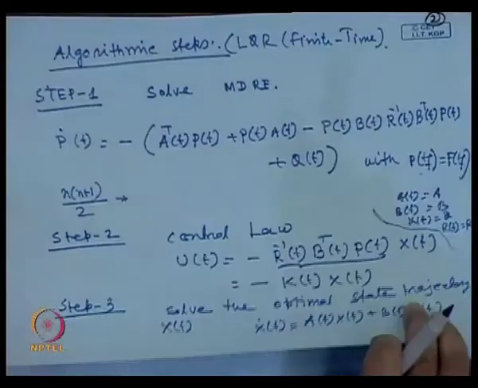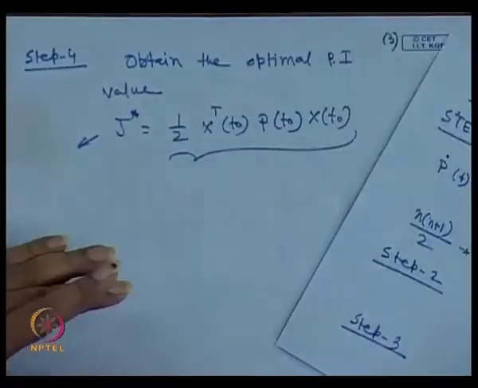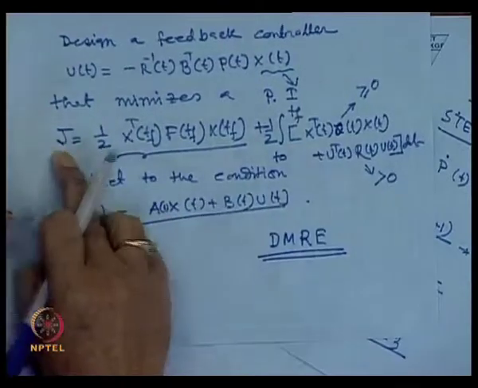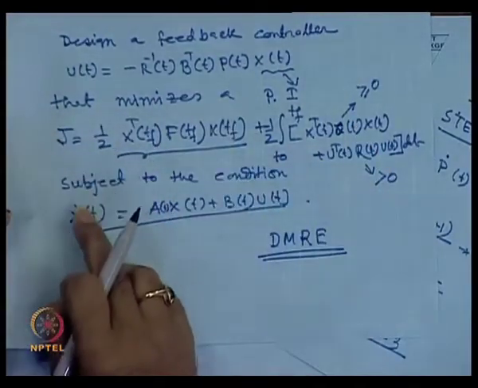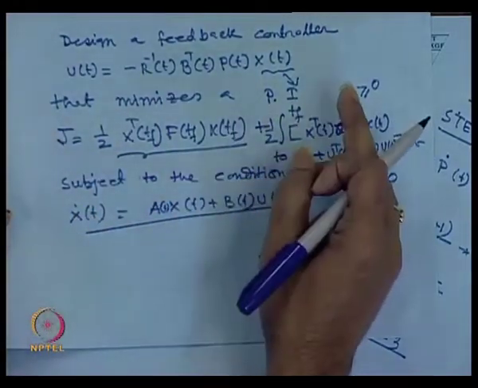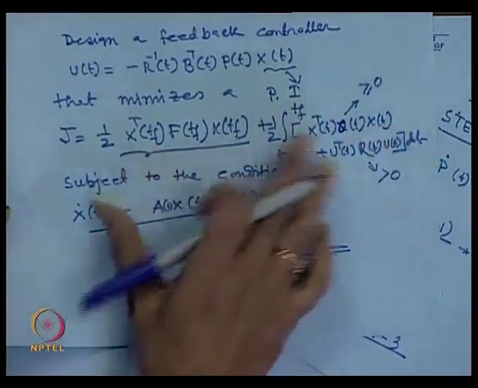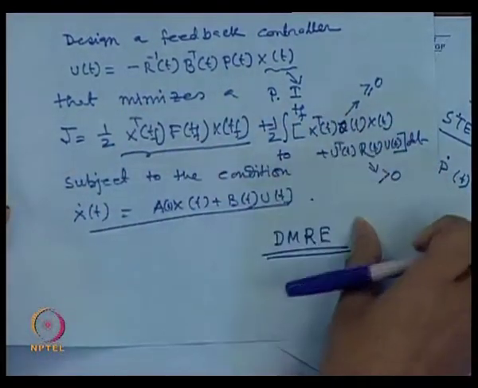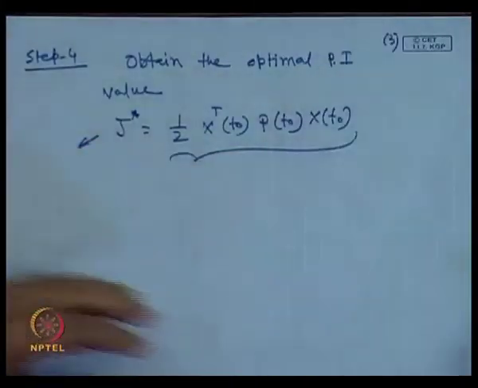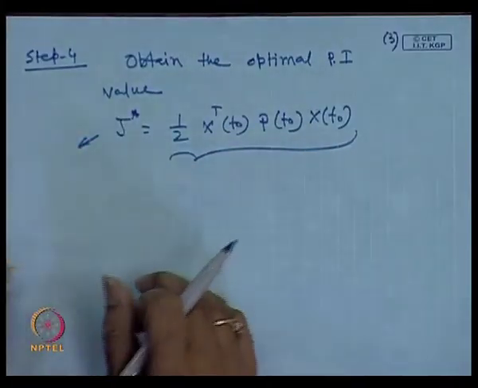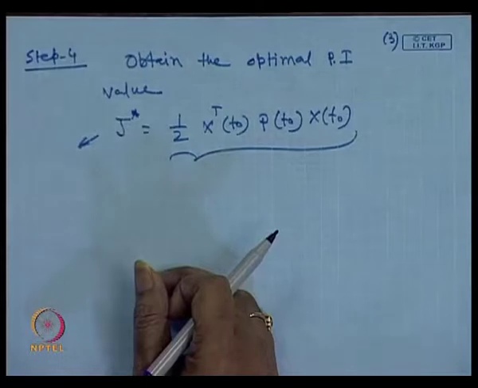What is the performance index? That performance index is that one; the value of J you can compute over the time t equal to 0 to t f. This expression you can find out with this expression. So, we know the algorithmic steps of this one.